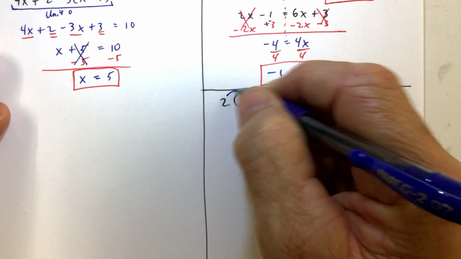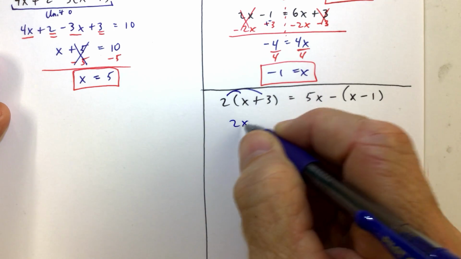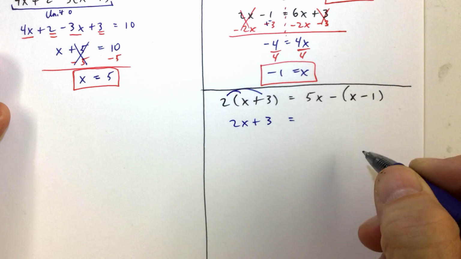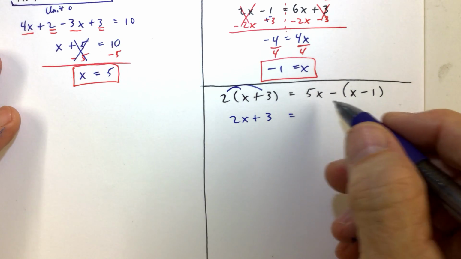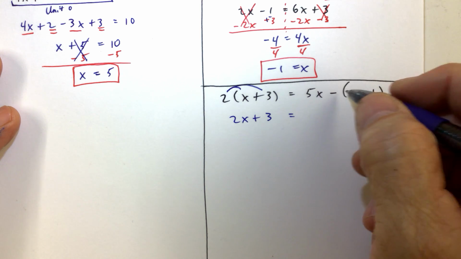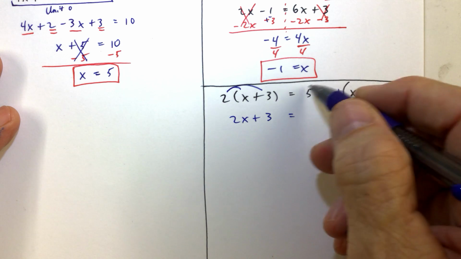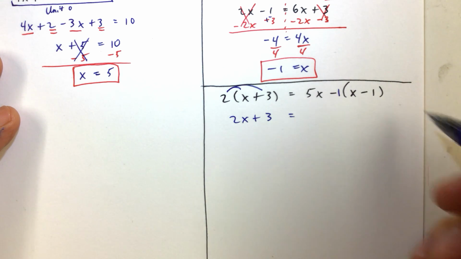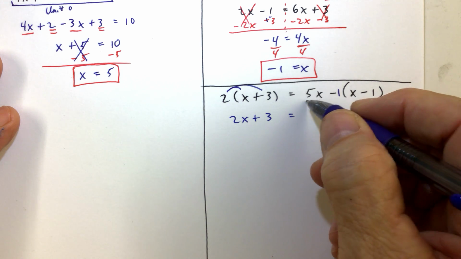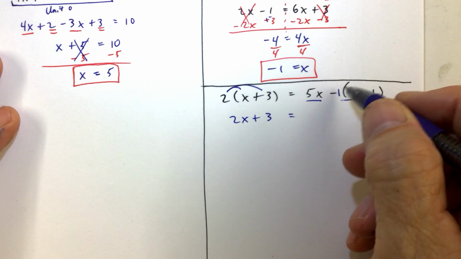Simplifying just means on the left side here, we're going to distribute the 2, and we get 2x plus 3. That's as simplified as that expression can get. And then on the right side, be careful here, because I've noticed sometimes students will think that they have to multiply this 5x by what's inside the parentheses. But there's a minus sign in between this term and this set of parentheses over here. So you're not going to be multiplying.